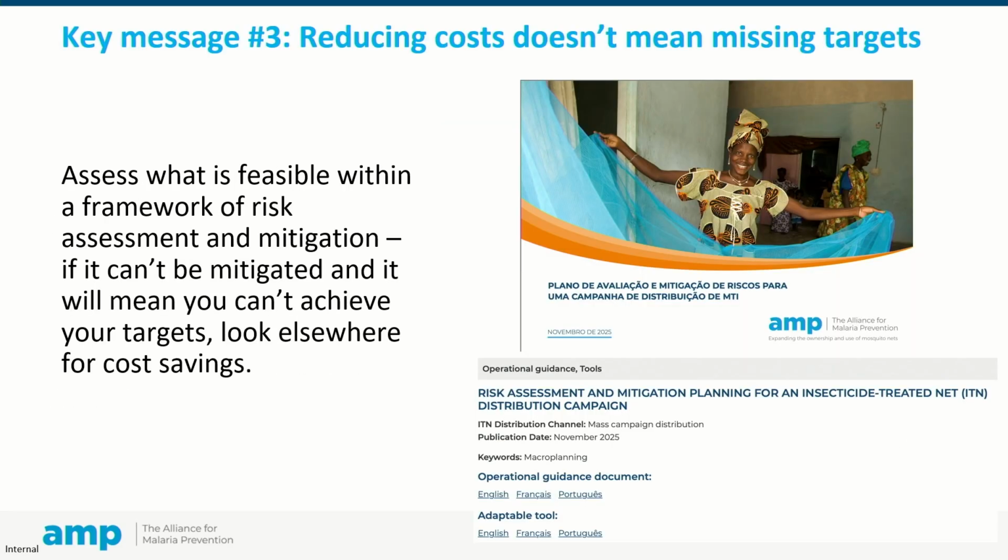Key message 3. Reducing costs does not mean missing targets. So a lot of people have spoken. I really want you to think about when you're reducing, there are going to be things that are non-negotiable. Like you can't cut it. If you cut it, you're not going to hit your target. So don't cut it. That's not one of the things you can cut.